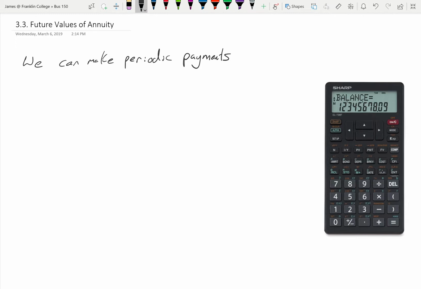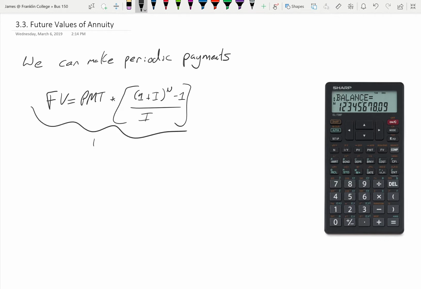So we can continue to make payments and see how much money is in that account at the end of some time. So the equation for the future value of an annuity, we say the future value equals the payment times 1 plus I raised to the n minus 1, all divided by I. Now, I don't know about you, but when I look at this big old equation, this is an ugly guy. I don't like looking at that.